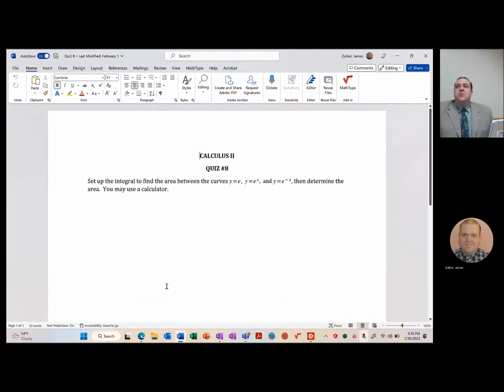So I actually forgot to print out the quiz. So just pull out a sheet of paper. Make sure you write your name and quiz 8. Do it on loose leaf paper and then turn that in. Notice it says to set up the integral first, so I definitely want the integral set up. And then you can use a calculator to actually evaluate it.